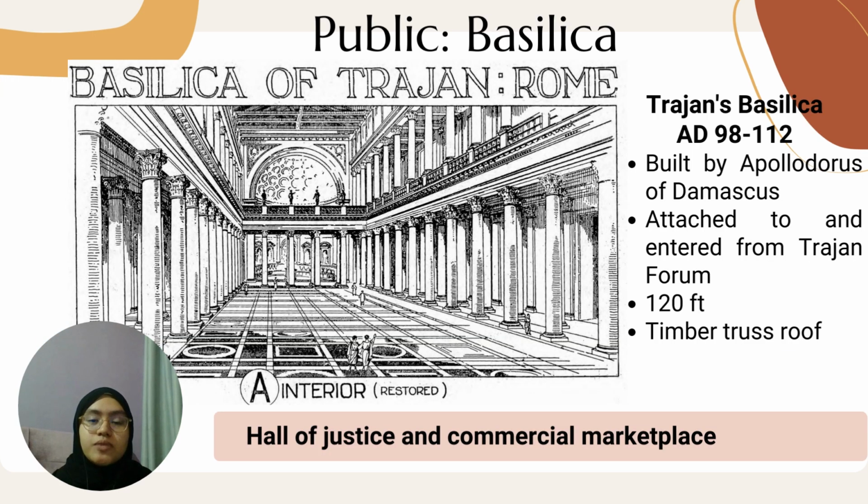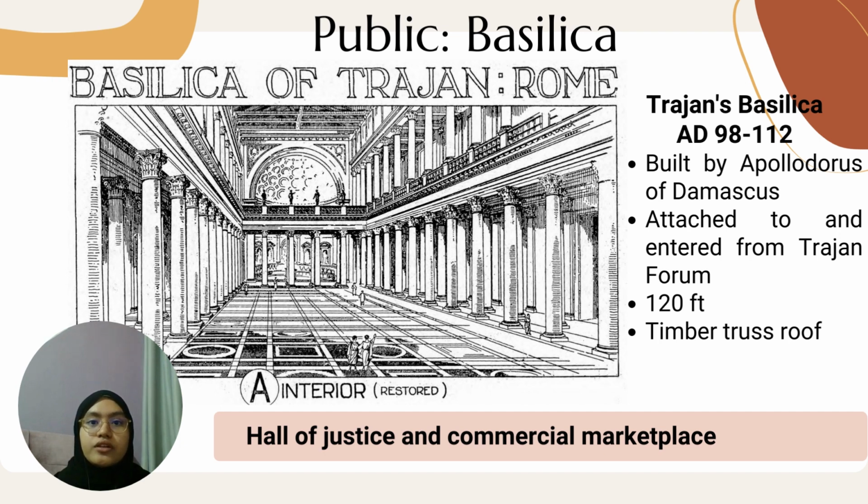Next public building is Basilica. Basilica was a large rectangular hall. Basilica was the hall of justice and commercial marketplaces, and it was an important place in Rome. One of the most important examples of basilica is the Basilica of Trajan. It was attached to and entered from Trajan's Forum and was adjoined by Greek and Latin libraries.